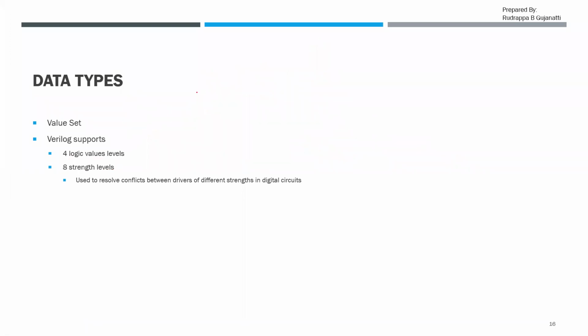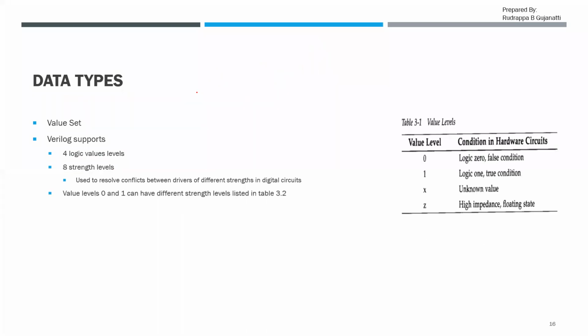We have 4 logic levels, 0, 1, X and Z, and 8 strength levels, which are basically used to resolve the conflicts which arise when the drivers try to drive the circuit. So that is what we'll be checking out. Values 0 and 1 can have different strength levels, so in the table we'll check that out.